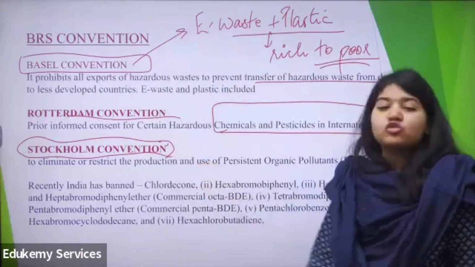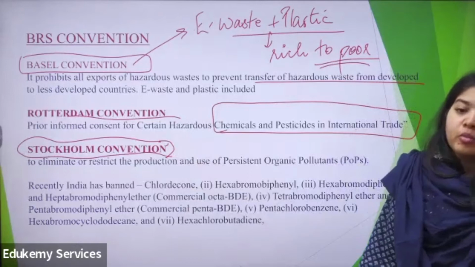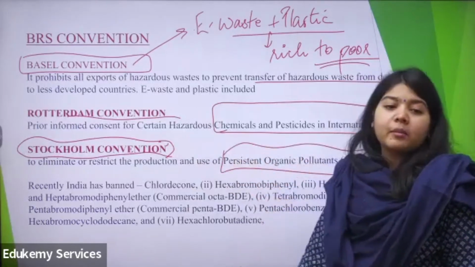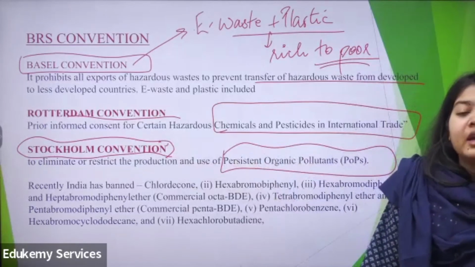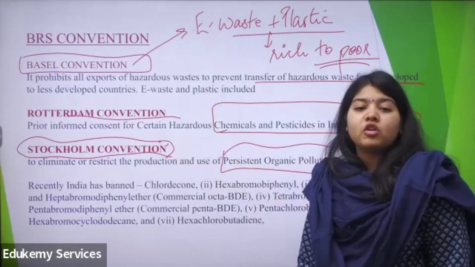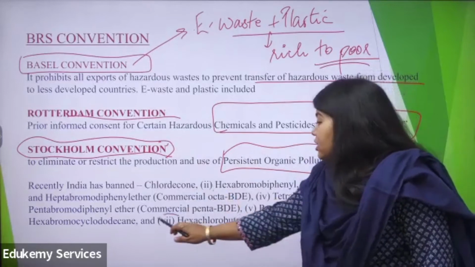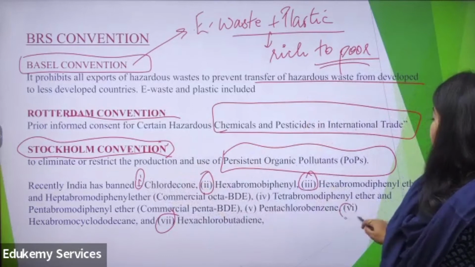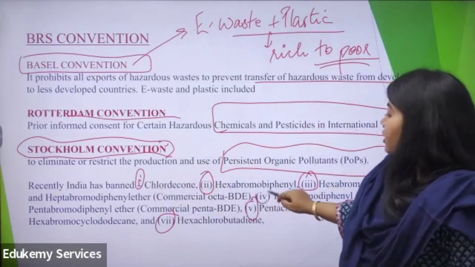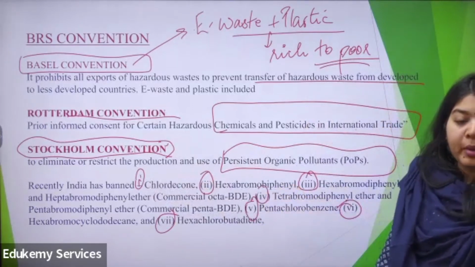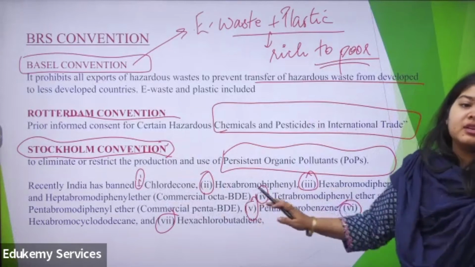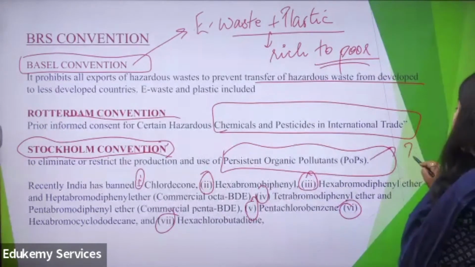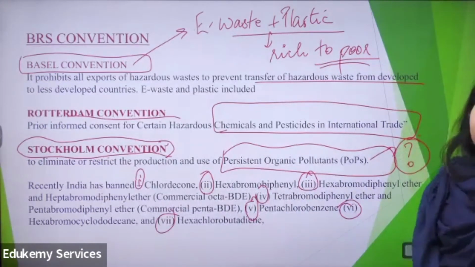And third is your Stockholm Convention. Stockholm Convention is for persistent organic pollutants. Can somebody very quickly tell me what the persistent organic pollutants are? Names of all of these pollutants are extremely important. I know they are too big to remember, but you have to remember because they are recently being banned by India. Now, what are POPs or persistent organic pollutants?